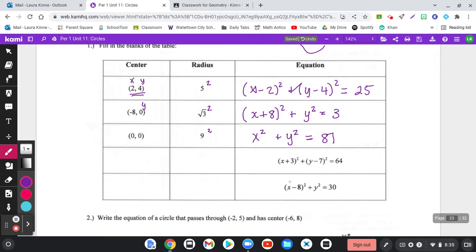The center would be, since x plus 3, it's going to be negative 3 and positive 7, right? You switch the sign. And then the square root of 64 is 8. So your radius is 8. All right, on the next one, your center is positive 8, 0. And your radius is just the square root of 30.